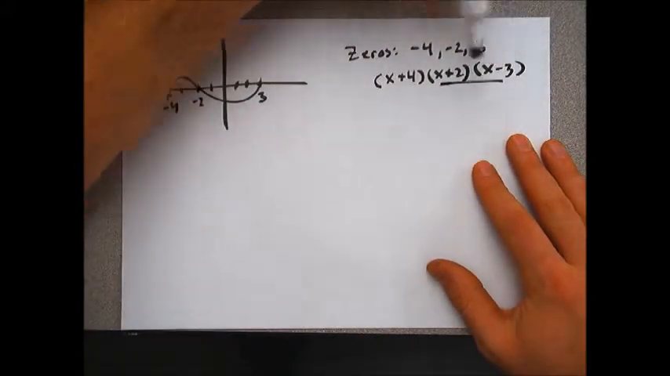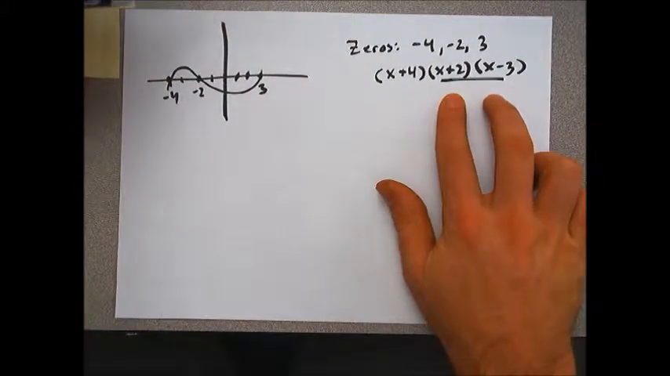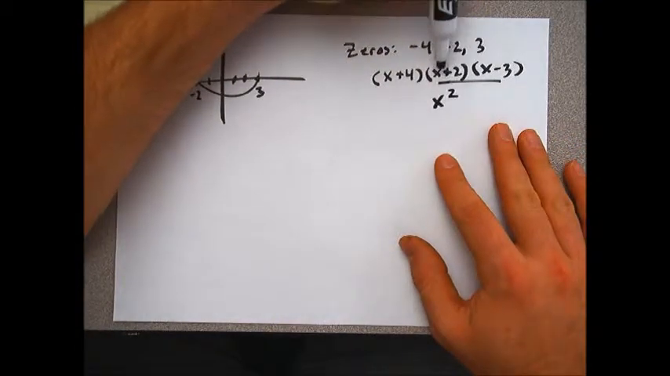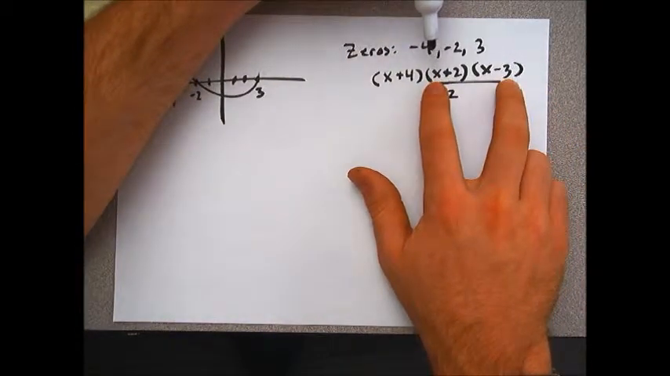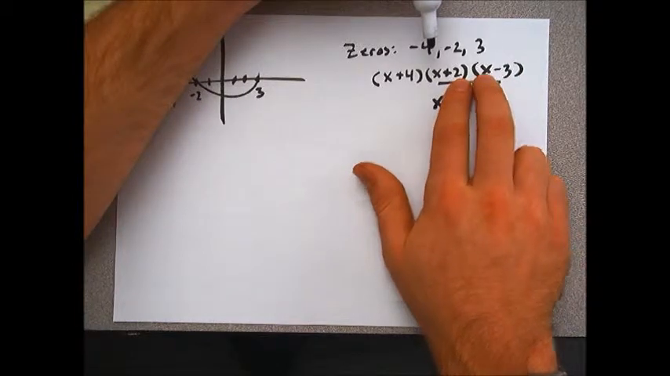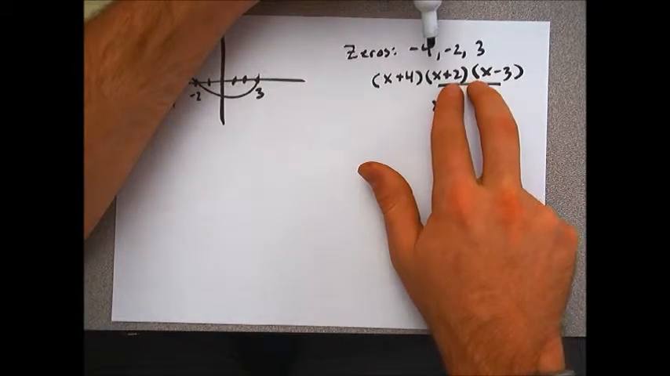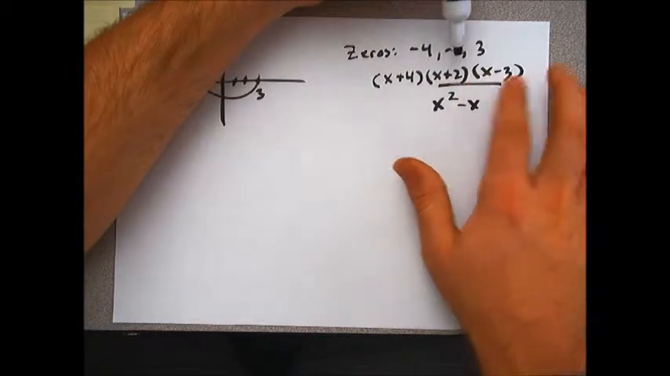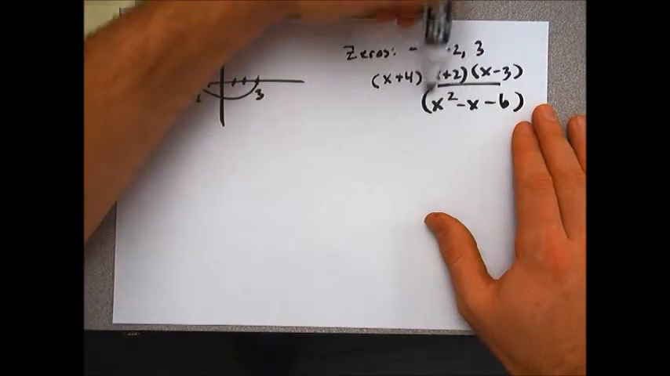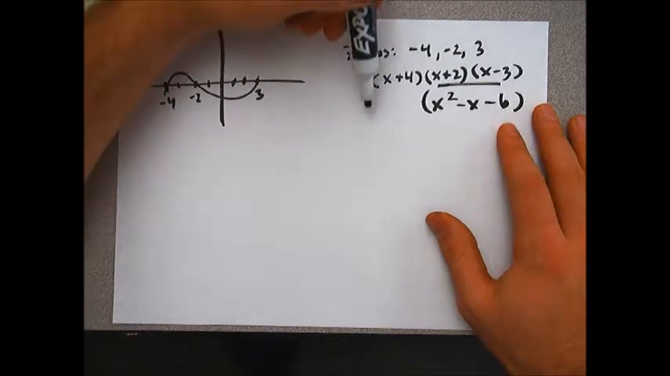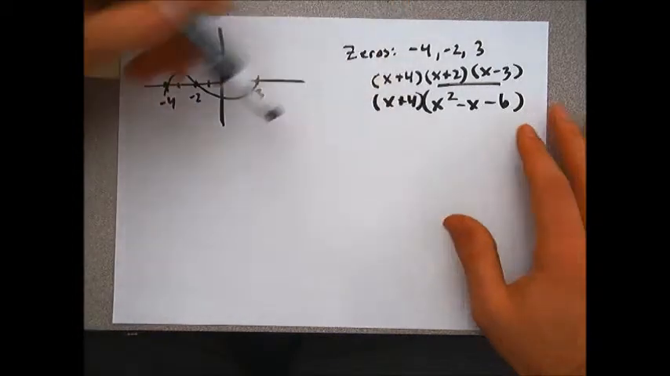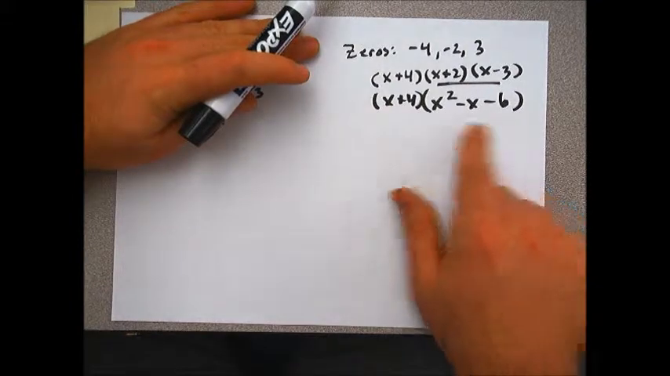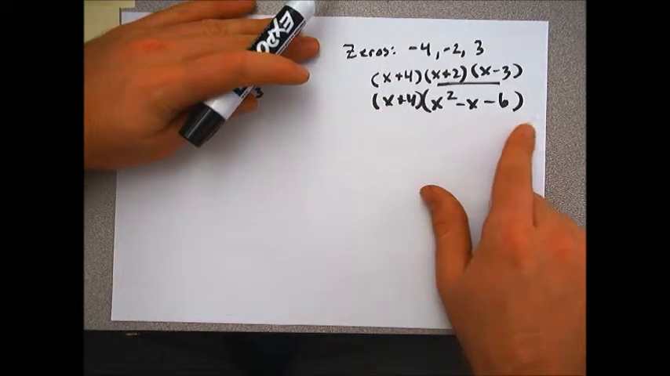So we just pick 2 of them, underline them, FOIL them out. First times first is x squared. We get -3x and a positive 2x. -3, positive 2 gives us a -x. And last times last, 2 times -3 is -6. I bring down my x plus 4. I'm going to take this x and distribute it through the whole quantity here. And then I'll take the 4 and do the same thing.